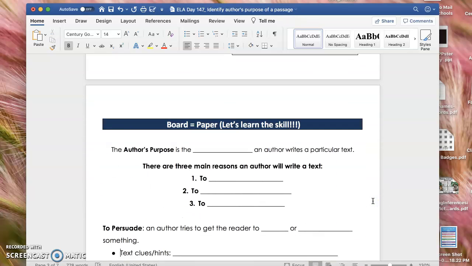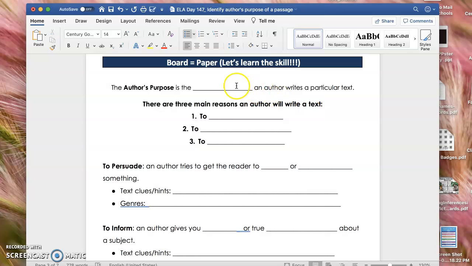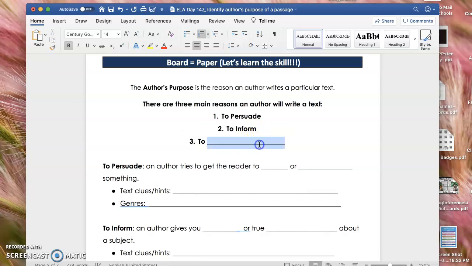So let's go ahead and continue to our board equals paper. So yesterday we learned about author's purpose, and we know that the author's purpose is the reason an author writes a particular text. And remember, we talked about those juicy, big fat slices of pie, right? Author's purpose, 3 main reasons why an author writes a text is to persuade, to inform, or to entertain. And I'm going pretty fast because we talked about this yesterday. So this is basically just review. Okay? And we know that it spells out the word pie.